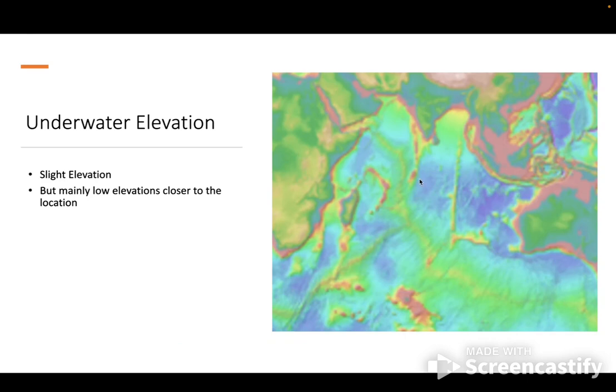All right, so this is a really bad photo. I apologize, but this is the closest I could get to it. For the underwater elevation, same place, there is some slight elevation, but nothing too dramatic. Mainly low elevations, especially closer to the location here. You can see some higher elevation where the divergent boundary is, as well as right there, but it's not too significant.